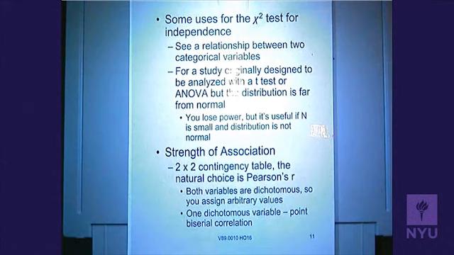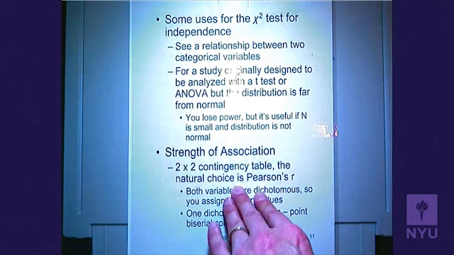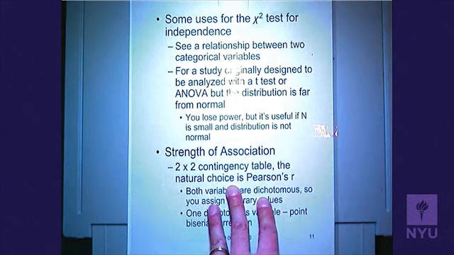Now, I'm going to make an executive decision. We are not going to do anything more. I'm not going to hold you responsible for anything past this. So the strength of association, just in case you want to know, is effect size for a chi-square. That's really what it is. But we're going to stop here.